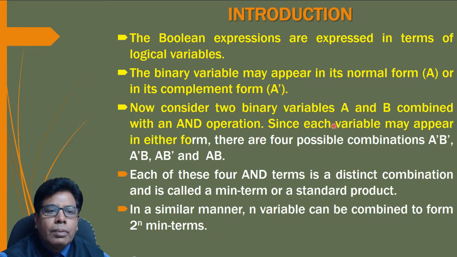Now consider two binary variables A and B combined with AND operation. Since each variable may appear in either form, there are four possible combinations: A dash B dash, A dash B, A B dash and AB. These are the four possible combinations for the AND operation. Each of these four AND terms is a distinct combination and is called a MINTERM or a standard product. So MINTERMS and standard product are the same.